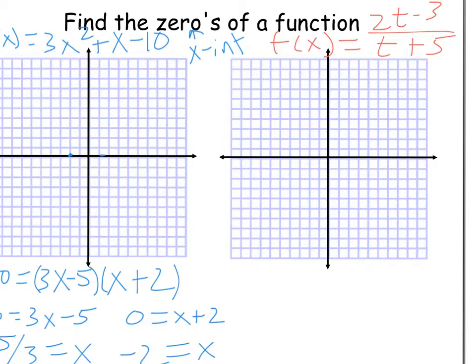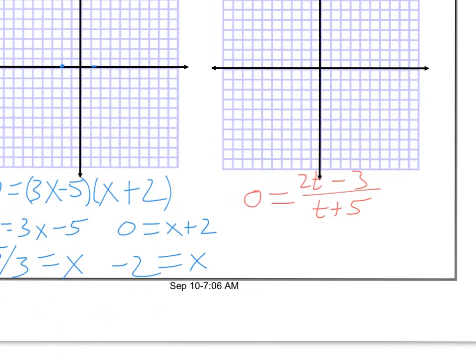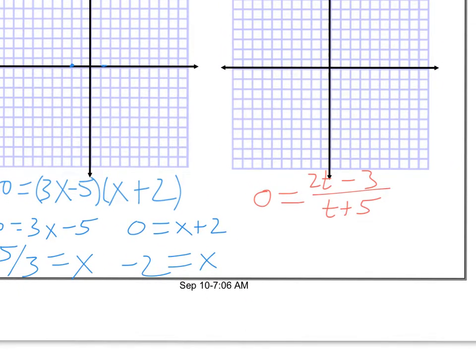It's always going to be set the entire function equal to 0. And then we need to solve. The manner in which we go about solving may change a little bit. Like this one we're not going to factor. I'd multiply both sides by t plus 5, which actually works out great, because it just goes away and you have 2t minus 3, which would follow that 3 is equal to 2t.